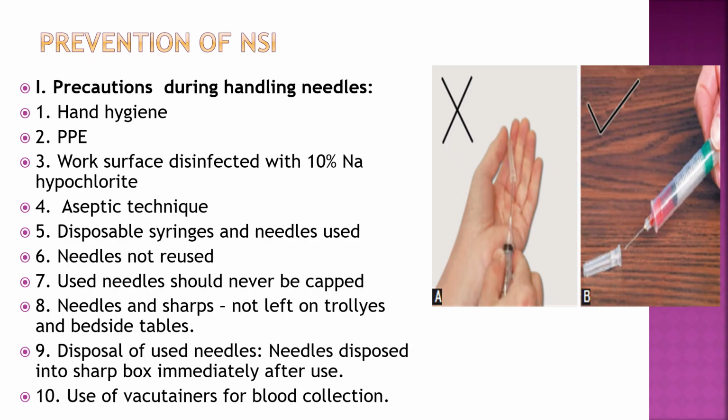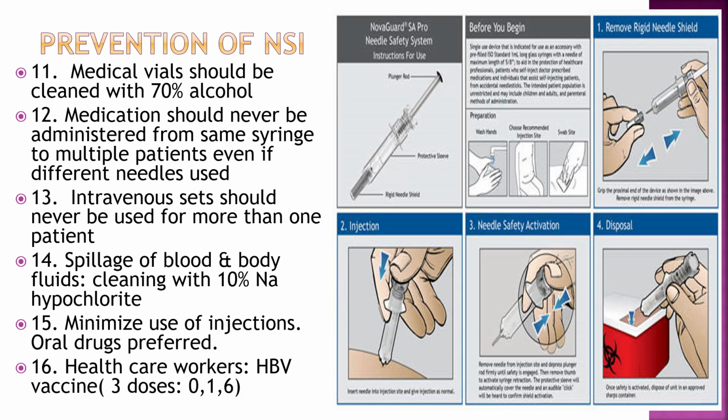Needles should never be capped. So that while capping also there are chances of accidents, so no capping of the needles. Needle and sharps not left on trolleys and bedside tables, so they should not be left on a trolley without putting them in disposable container. Disposal of used needles disposed into sharp box immediately after use. Use of vacutainers for blood collection, so preferably vacutainers should be used for blood collection.